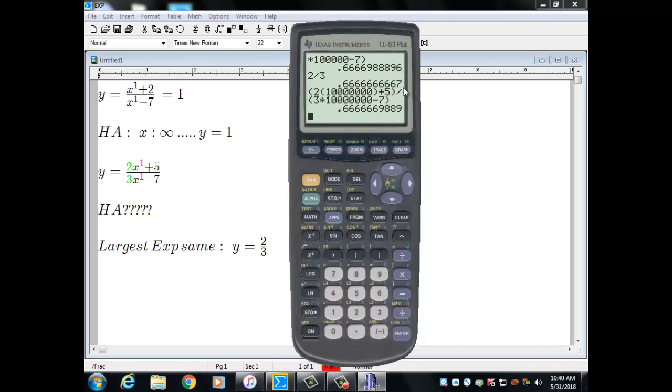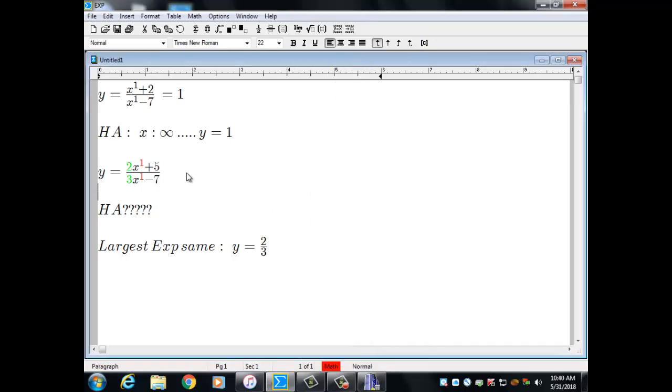Does that make sense? So as long as this exponent and this exponent are the same, the horizontal asymptote will be whatever these two front numbers are. And people will ask, what about the 5 and the 7? It doesn't matter, because when x gets really, really large, the 5 isn't going to make any difference.